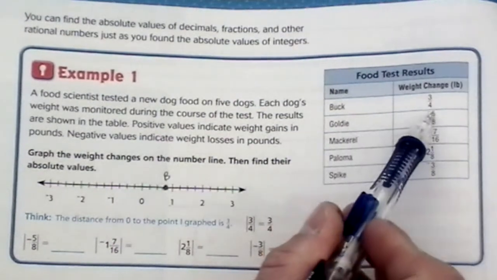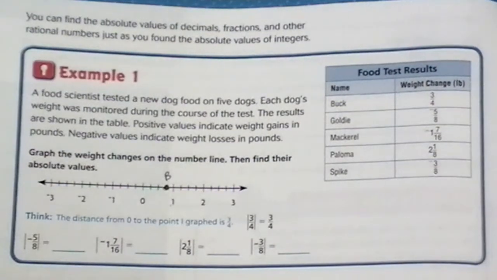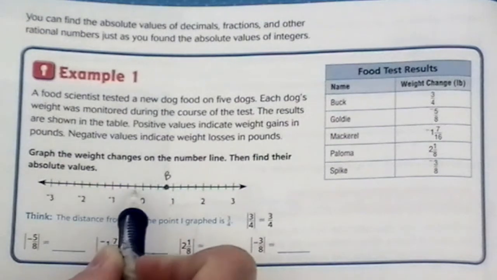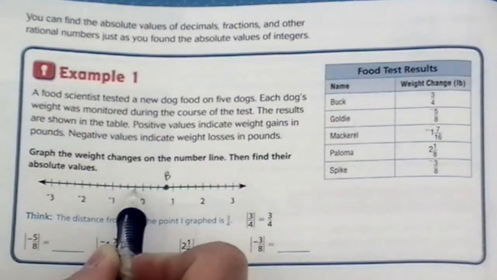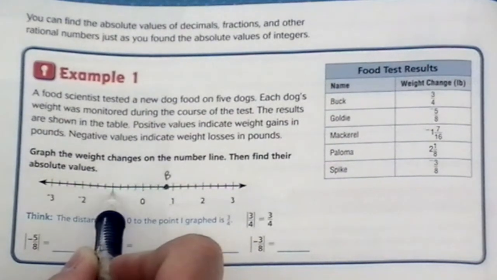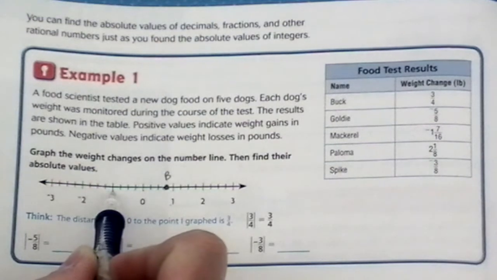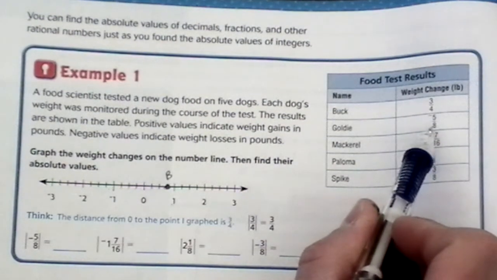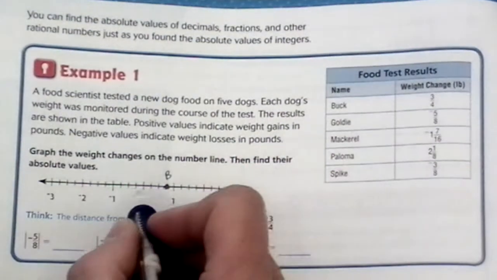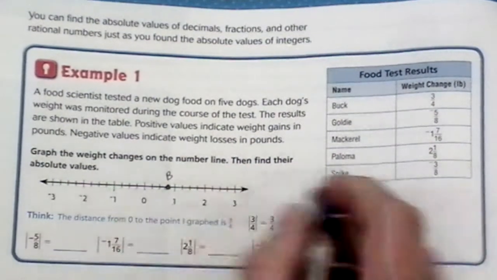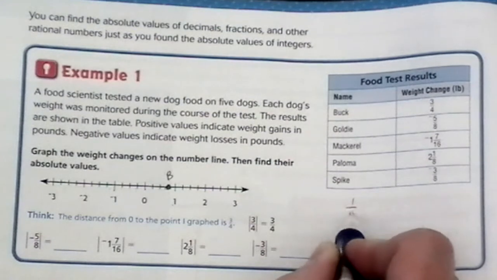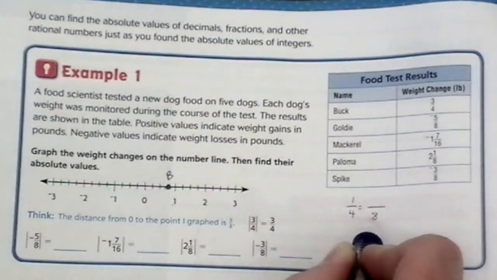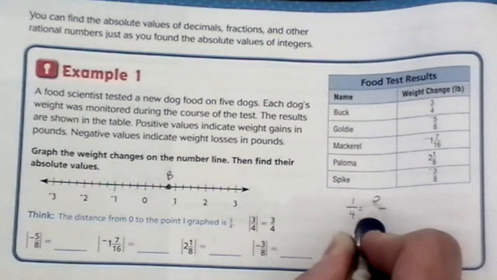Goldie was at negative 5/8 of a pound. Negative 5/8 is going to be somewhere between 0 and 1. Unfortunately, I have fourths here. This is 1/4, 2/4, 3/4, and 4/4. But I need eighths because my measurement's in eighths. Well, if this is 1/4, I need to figure out what 1/4 equals in eighths. Well, 4 times 2 is 8. 1 times 2 is 2.